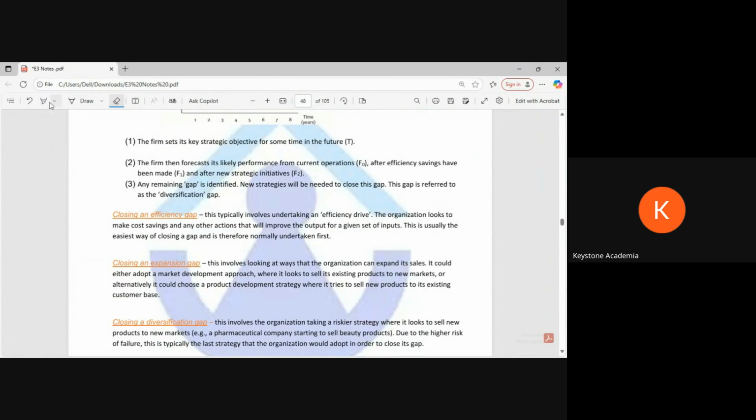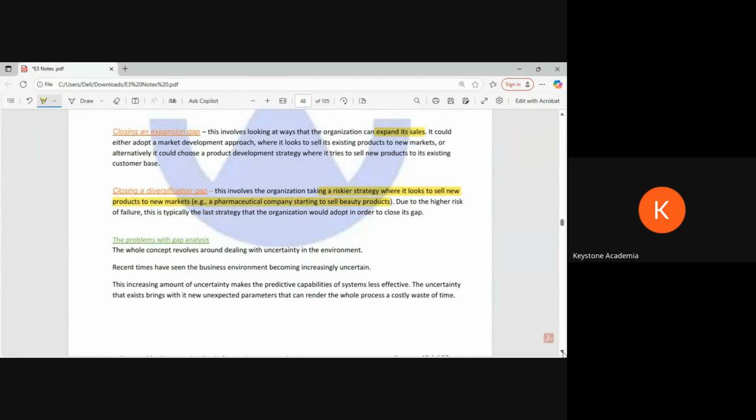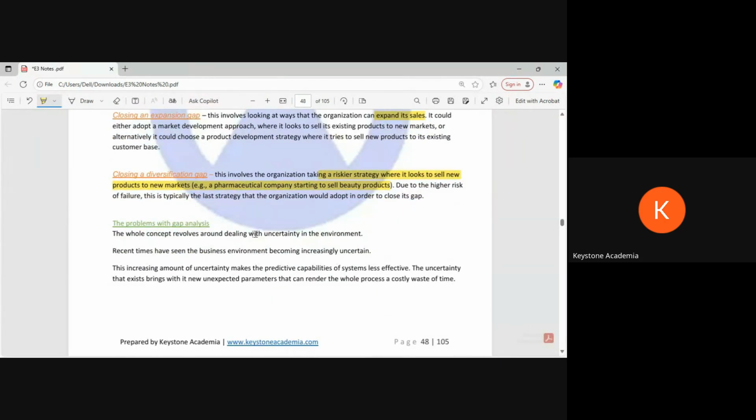So there are so many things companies do. For example, they can work on efficiency. They'll try to expand the market to improve sales. They'll take a more risky approach by coming up with a new product, or sometimes going for diversification, or maybe an unrelated industry also. But ultimately, it's with uncertainty in the environment.